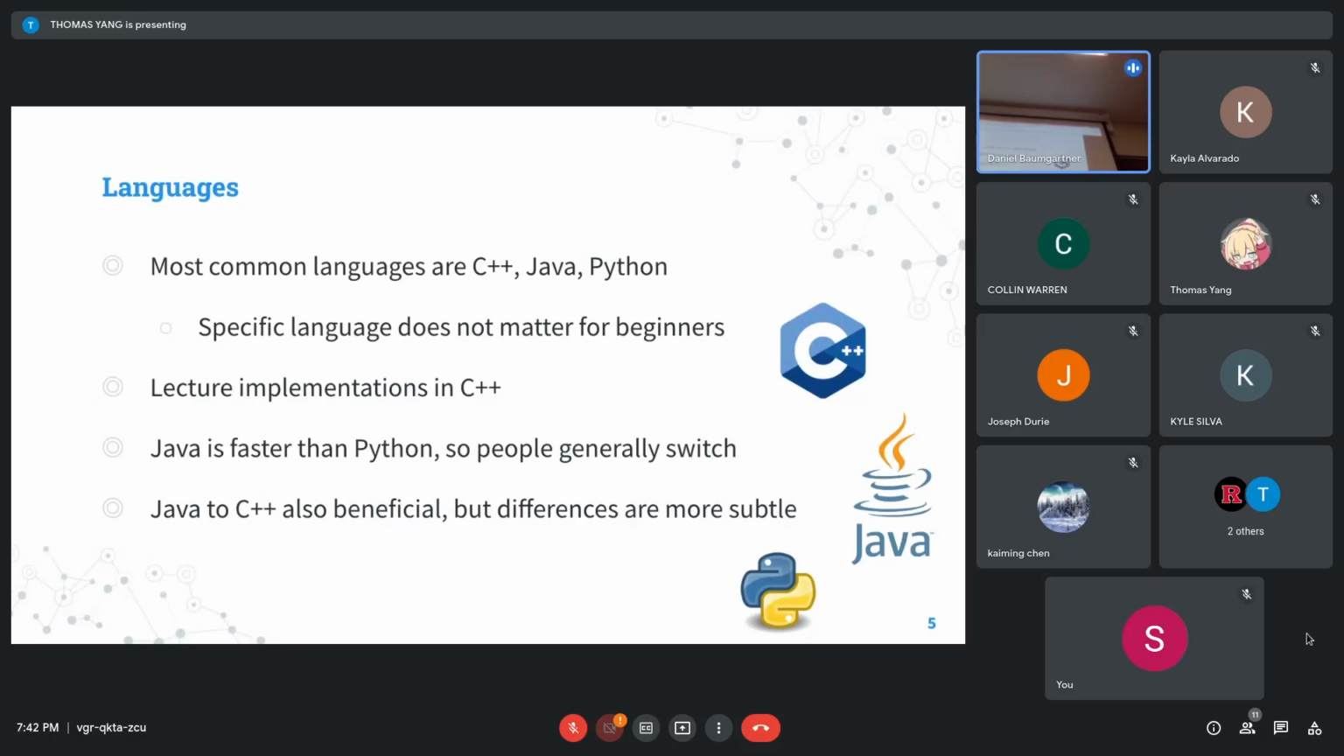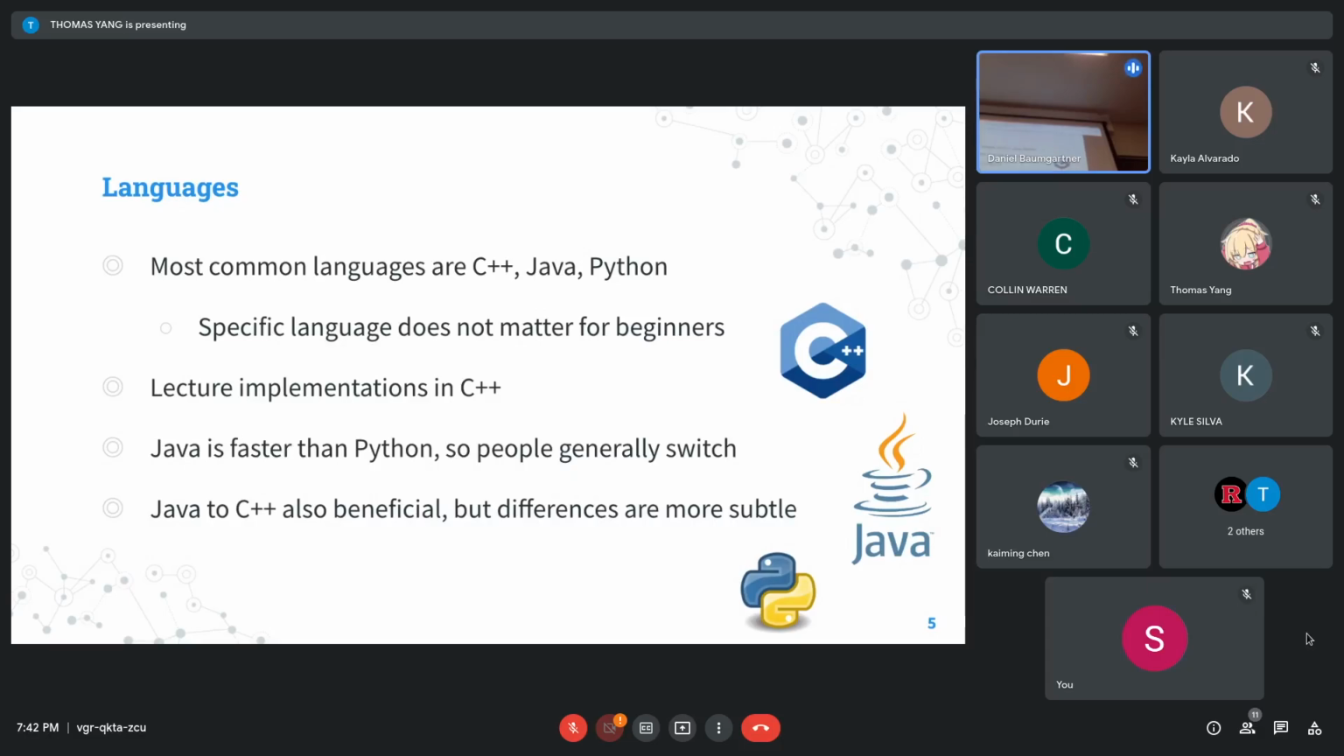The first difference is that Java is noticeably faster than Python when you use it in this setting. So people, generally speaking, will switch from Python to Java eventually. This is not an immediate concern for anyone, just more of a long-term idea to know the direction you'll probably go.